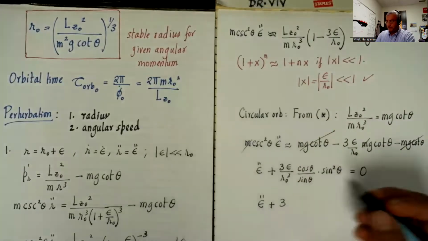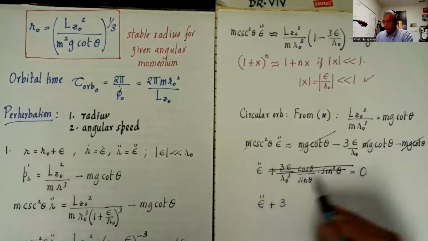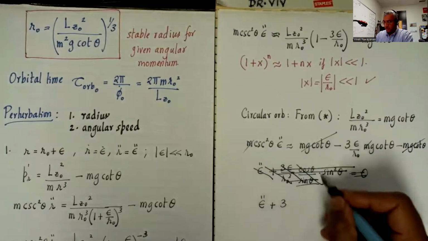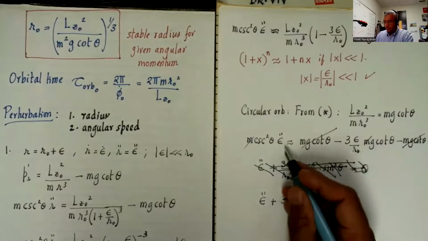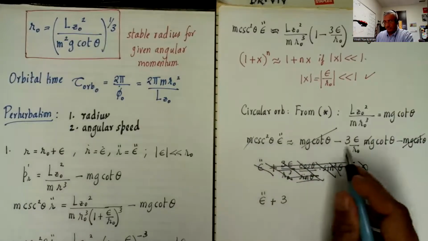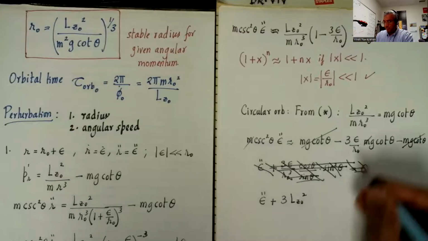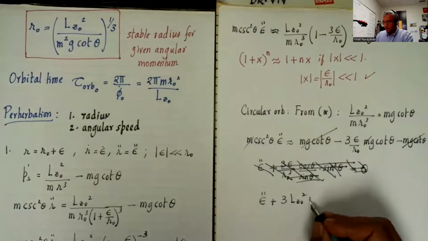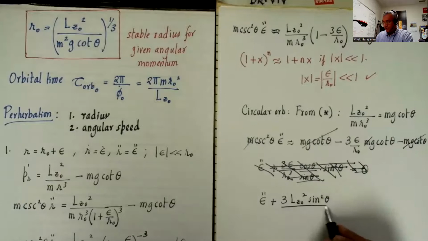So this becomes LZ naught. So this equation is just to be ignored. Okay, don't worry about this equation. So I bring everything to this side and divide by cosecant squared theta. I get 3 LZ naught squared. So I put that back in there for mg cotangent theta times sine squared theta, that comes from this, brought to the other side, divided by m squared.